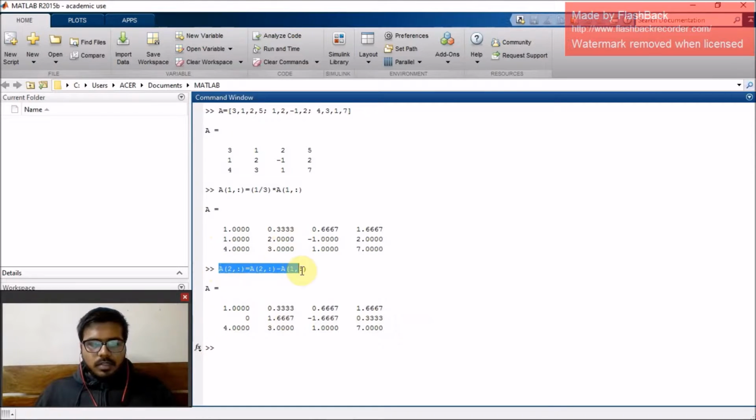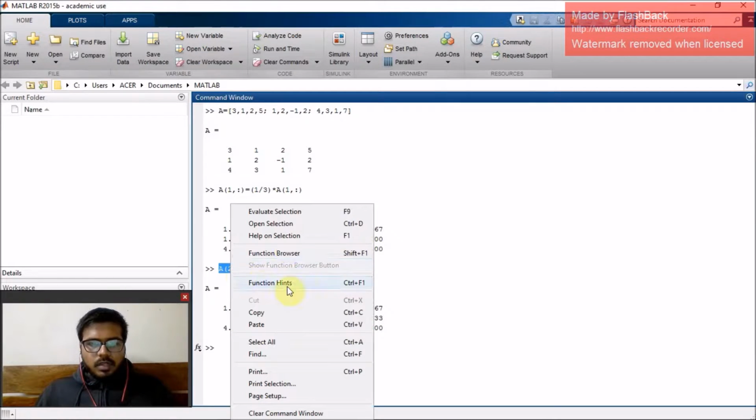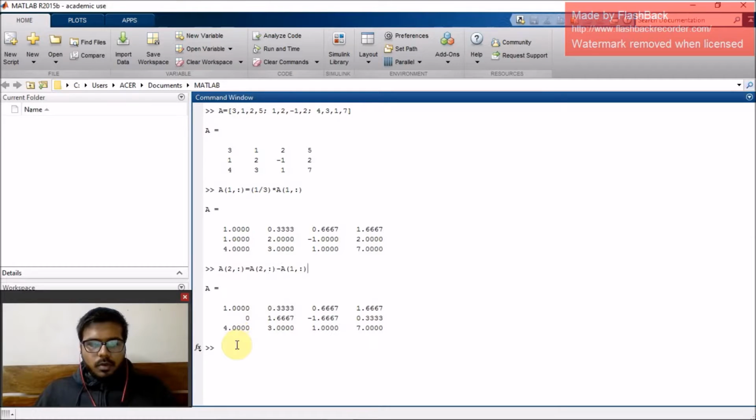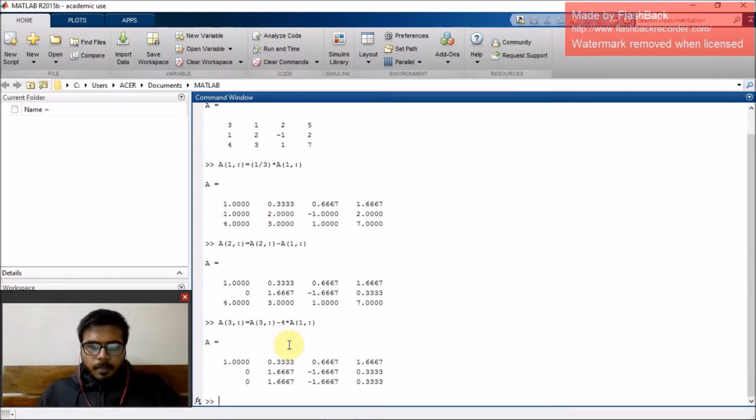Alright, so now I need to make this 4 into 0. I'll do the same operation, but this time I'll just put in 3 instead of 2 here. So also I multiply the first row by 4 when I subtract it. So the third row is equal to the third row minus 4 times the first row. There you have it, all the elements below 1 are 0.